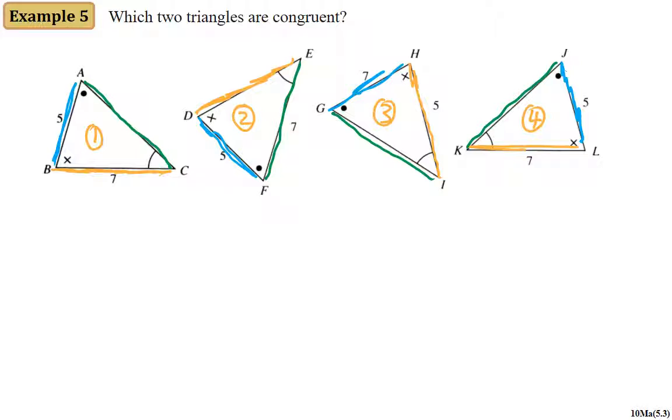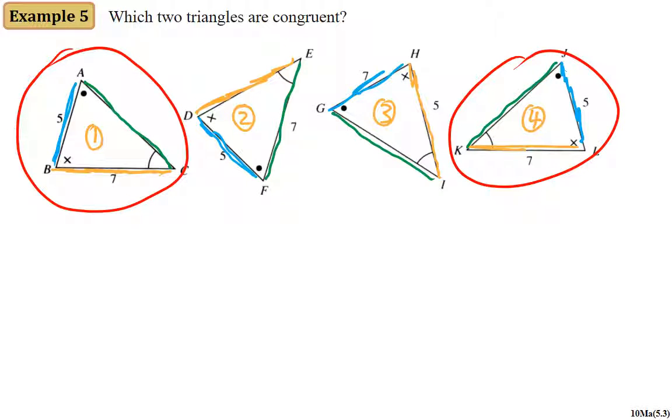I can see there's a side length that's 7, and that's in the goldish coloured writing. That will only match up with triangle 4 with the goldish coloured writing. Let's look at triangle 1, the blue side, A to B is 5. Triangle 4, the blue side is 5. All of the angles match. Oh, that's it. It's triangle 1 and triangle 4 because the angles and the sides match up. So triangle 1 is congruent to triangle 4. And it's because of the matching sides and the matching angles. It's not a proof, it's just asking you to identify it.